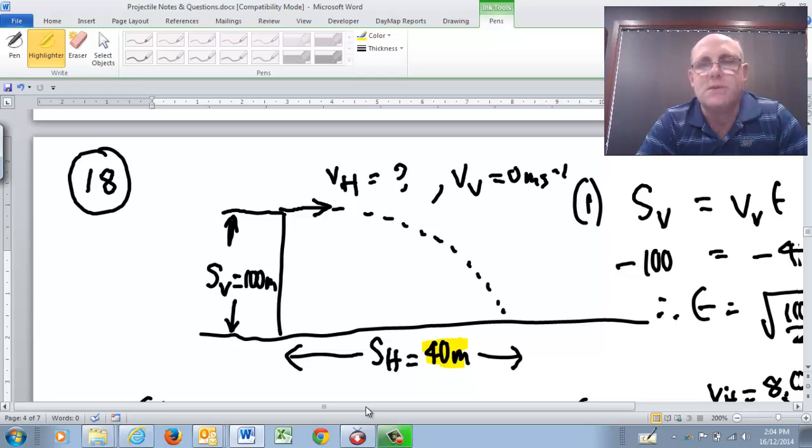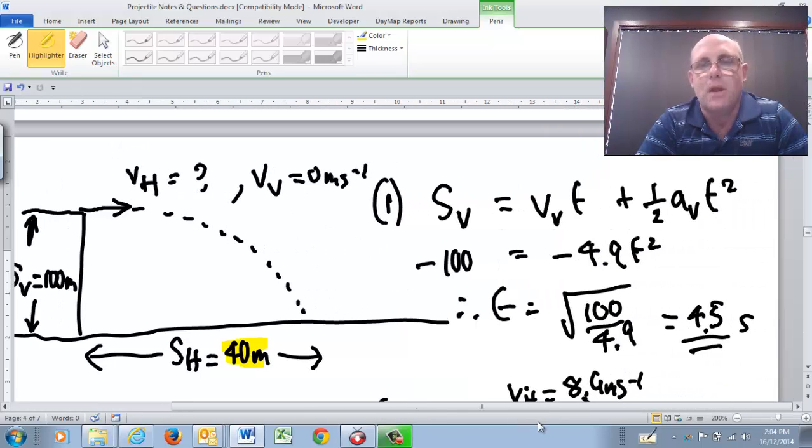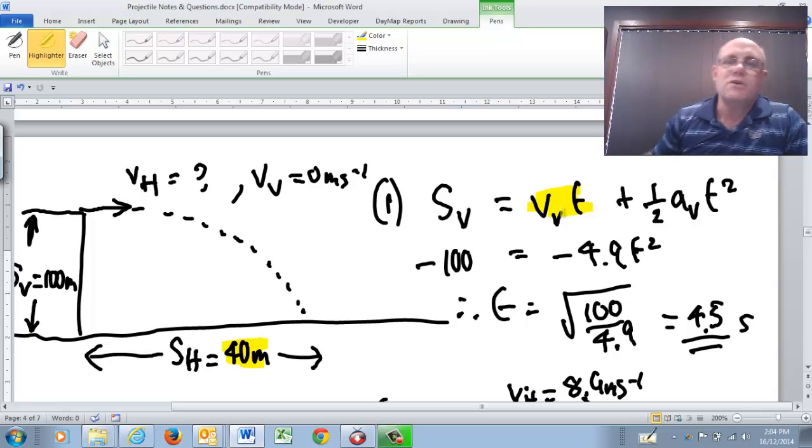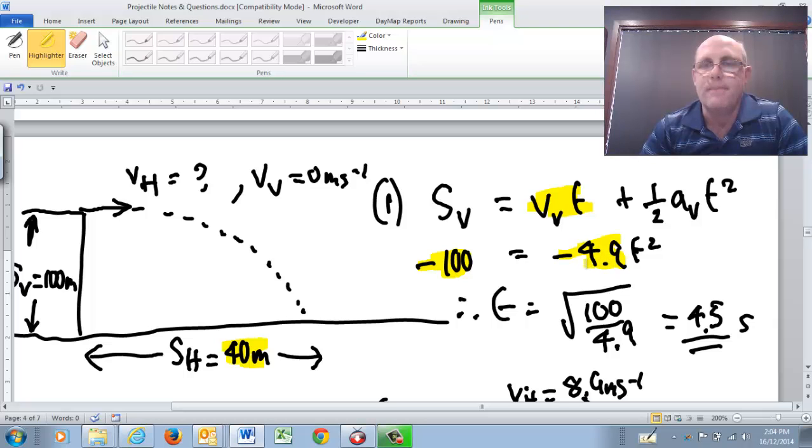In this particular case, we're still going to use our SV formula. We know that the vertical velocity is in fact 0, so that term is going to go out. We know the vertical displacement is 100, so it's going to go down 100. And we know gravity is minus 4.9, half of gravity. So our negatives are going to cancel out, and that leaves us with 100 divided by 4.9, the square root, which gives us a time of 4.5 seconds. The second part of this question, so that was easy.